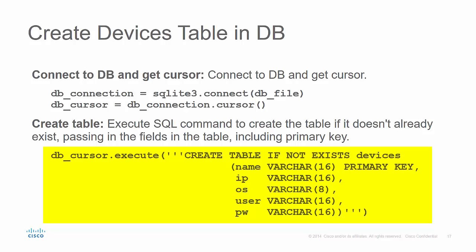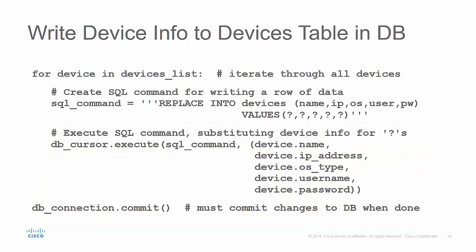The SQL command, as you can see, is within the parentheses of the execute function. The command reads create table if not exists. This will create the table in the database if it does not already exist. The name of the table will be called devices. We're going to pass in the fields for this table. The fields will be name, which is the primary key, IP address, OS type, username, and password. Once we've executed that command, we now have a devices table in the database.